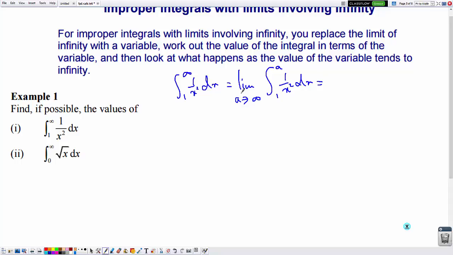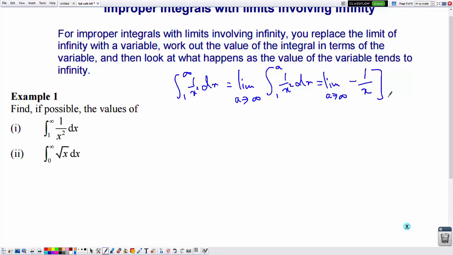So I'm going to keep on writing the limit bit, but we're not going to do anything with the limit until the end. So limit as a tends to infinity. We're going to work out this integral. So if I integrate 1 over x squared, remember this is x to the power minus 2, raise the power by 1, divided by the power. So this is a simple C1, C2 integration. So it goes to x to the power minus 1 over minus 1, but x to the power minus 1 is 1 over x. So this integral is simply minus 1 over x.